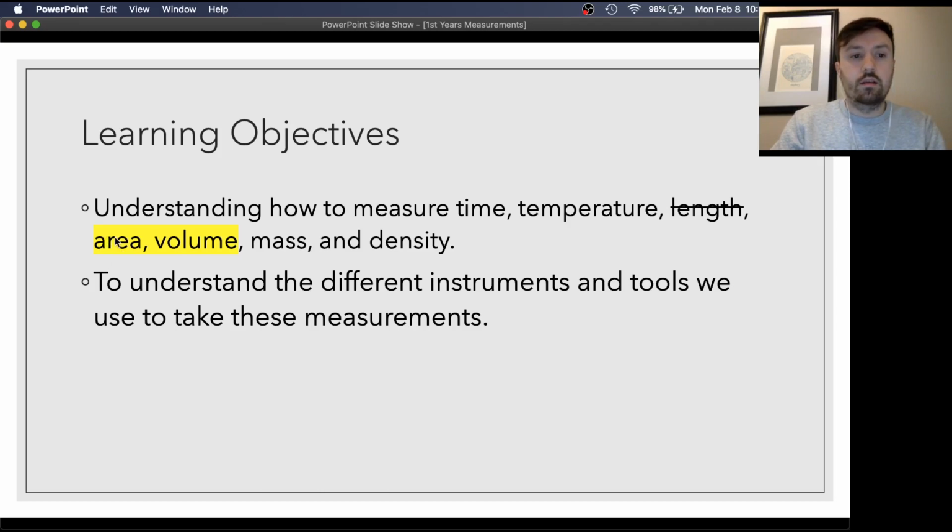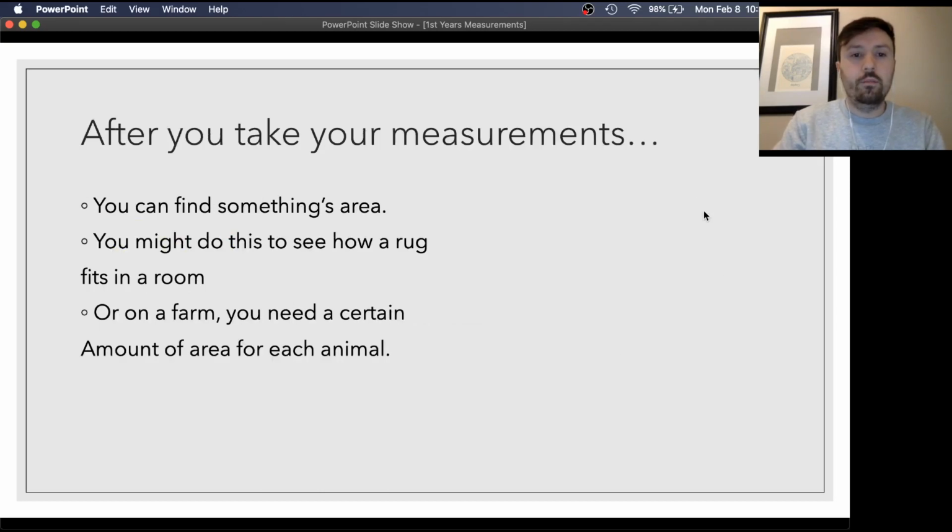So with area, it's very similar to length, and we'll see that in a minute here. So after you've taken your measurements, right, you've used whatever tools you needed to take your distance measurements, right? So to measure distance, we use things like a ruler or a tape measure, or even a trundle wheel, the thing with the big wheel on it and the stick coming out of it. We use those to take our measurements, right? And that's measured in meters. And you can use those to find something's area.